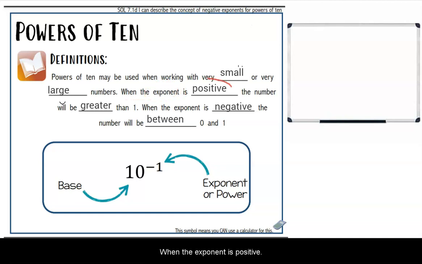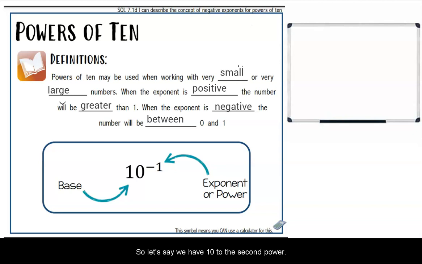When the exponent is positive, the number will be greater than 1. When the exponent is negative, the number will actually be between 0 and 1. So to truly understand this, let's look at an example. Down here, we have the base, which is always going to be 10 because we're learning about powers of 10. And then over here we have the exponent, and that's what's going to change.